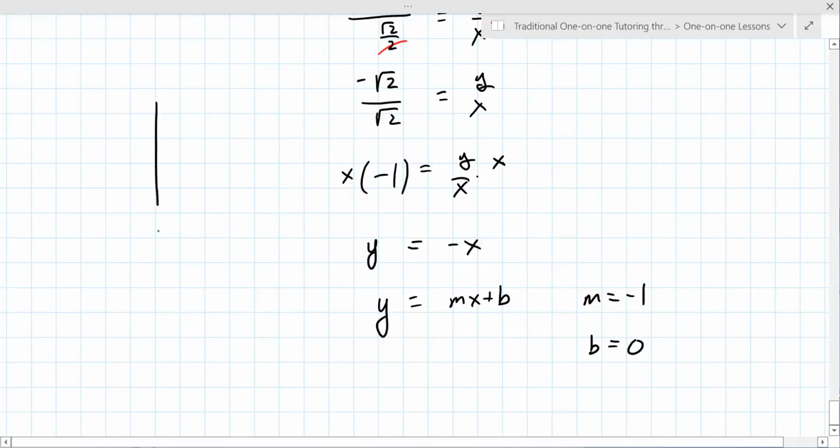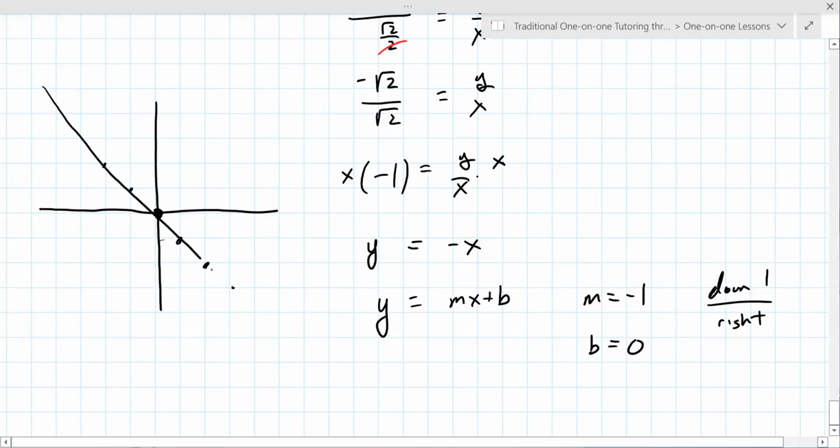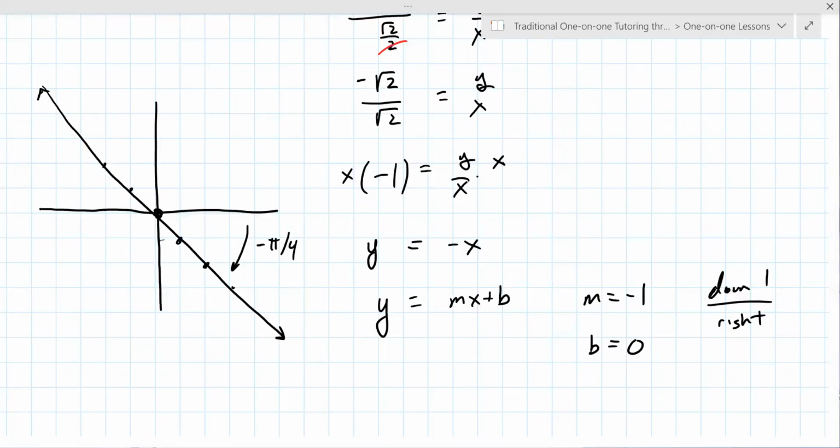So if we go to graph that, start at the origin. Slope of -1 means to go down 1 and then right 1. Down 1, right 1, down 1, right 1, and so on. Then you can go backwards if you want. And you look and you're like, oh, that's minus pi over 4. Nice.